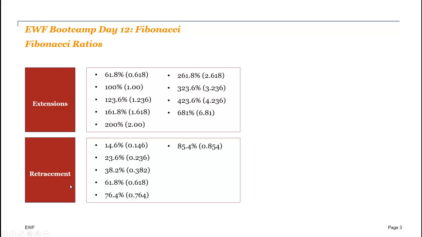And then on the retracement side, I think a lot of people are already familiar with this. The most important levels for us at EWF will be 61.8% and 76.4%. There's another percentage that is not Fibonacci, but we also look at it, which is 50%. So the three percentages that we use a lot at EWF are 50%, 61.8%, and 76.4%. So three levels each: in the extension, 100, 123.6, 161.8. In the retracement, 50, 61.8, and 76.4% are the most important levels.